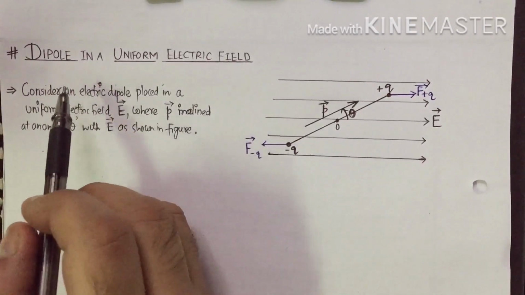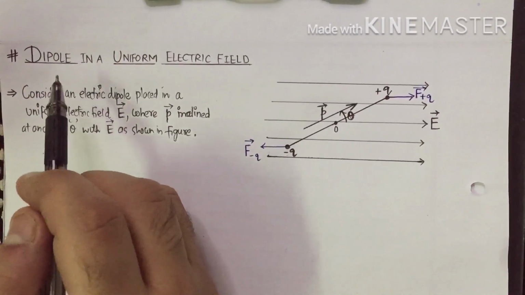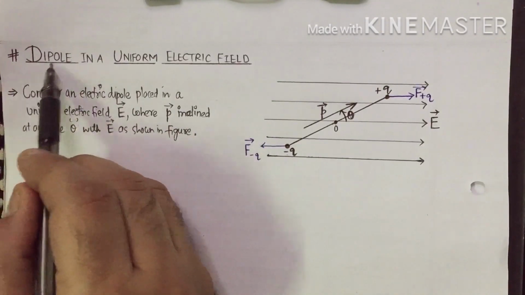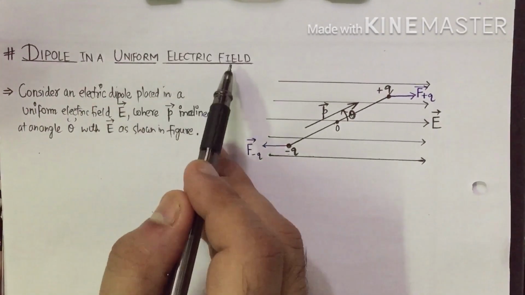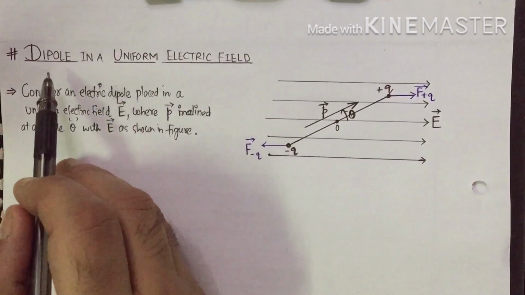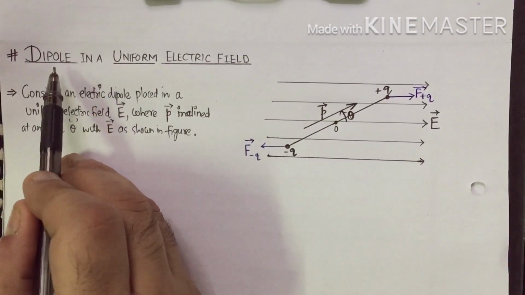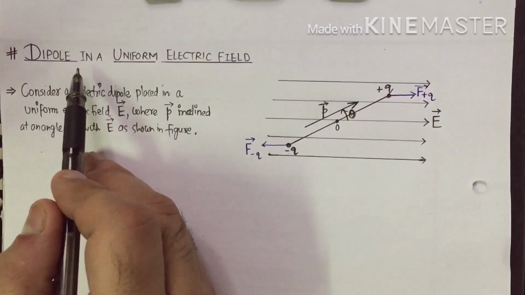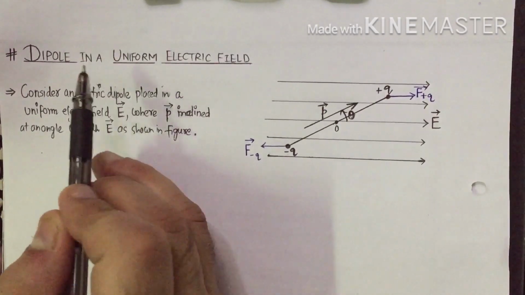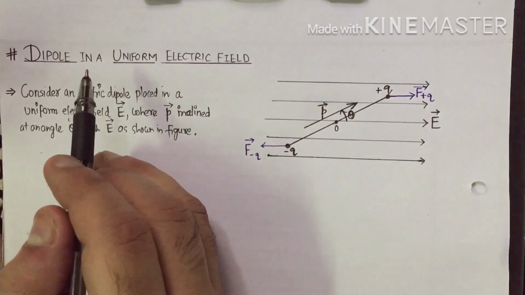Hello everyone. Today in this video we will see what happens when an electric dipole is placed in a uniform electric field. In my previous video we have seen how to calculate the electric field due to this dipole on the equatorial axis and on the dipole axis. You can check my video.